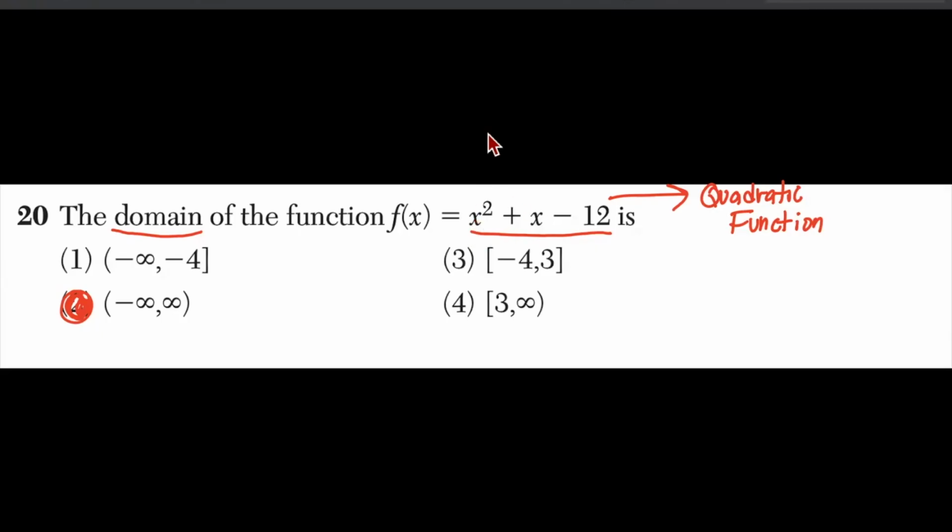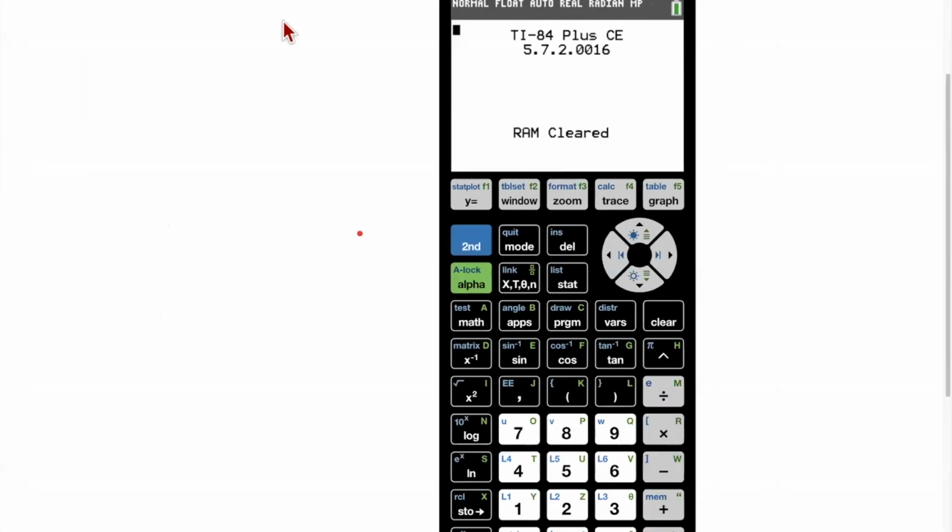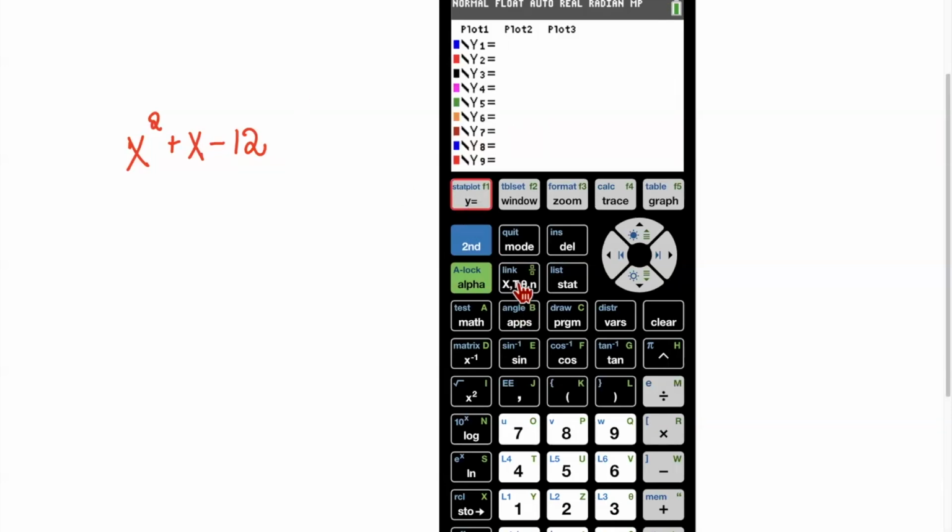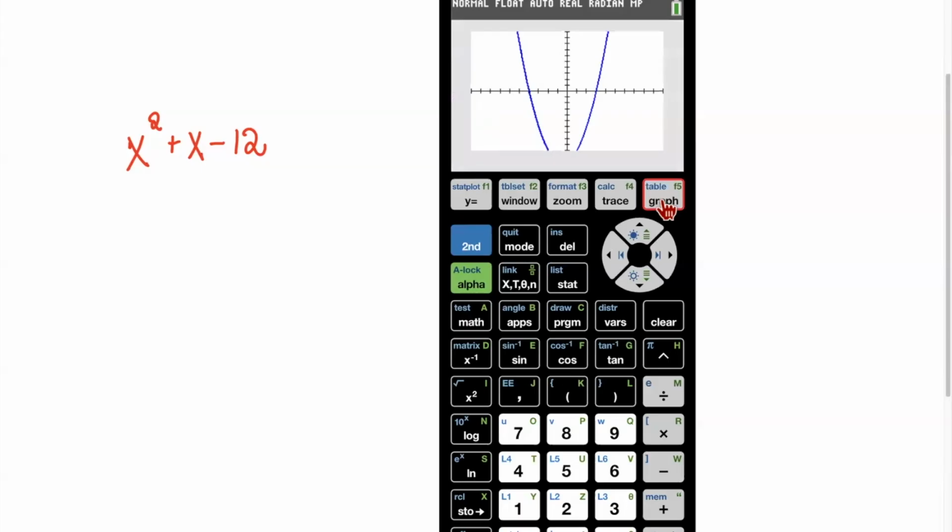Okay, now what we can always do with a question that asks about domain or range is we can also graph those guys. So this here is x squared plus x minus 12. I've got my TI graphing calculator here. Now, if I go over to y equals and I graph x squared plus x minus 12, I take a look at the graph.